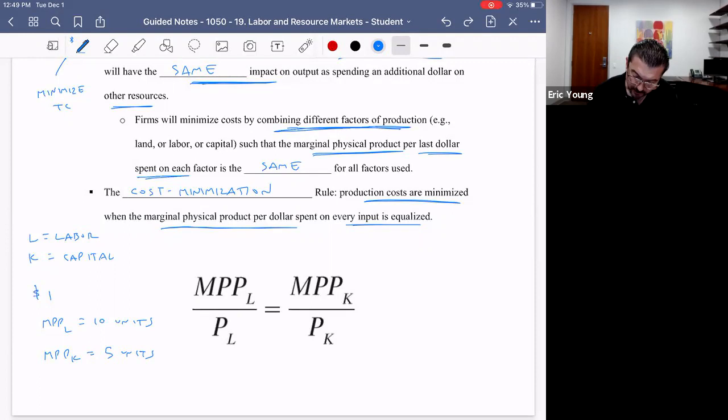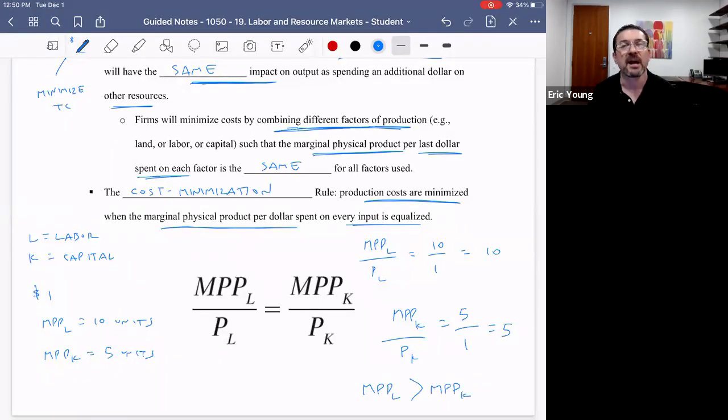Let's go back to our ratio. In this case, the marginal physical product of labor divided by the price of labor would be the 10 units divided by the $1, which is 10. And the marginal physical product of the capital divided by the price of the capital would be the 5 units that the capital gave you divided by the dollar you spent, which would be 5. In this case, they're not equal. The marginal physical product per dollar of labor is going to exceed that of capital.